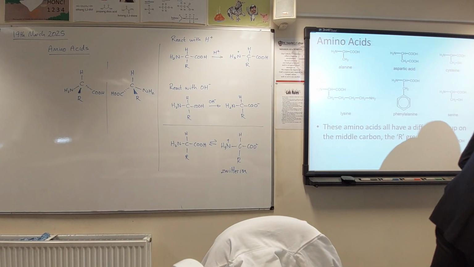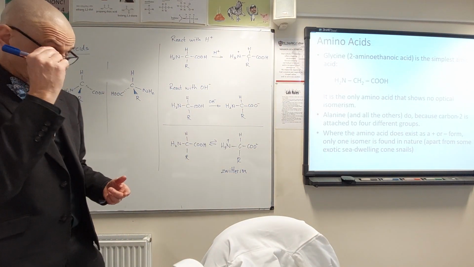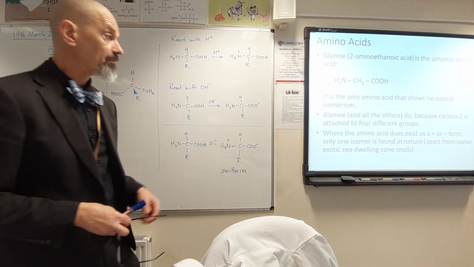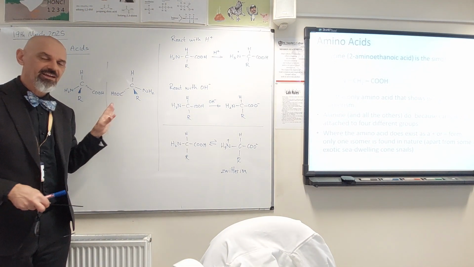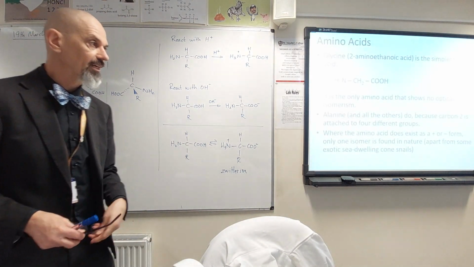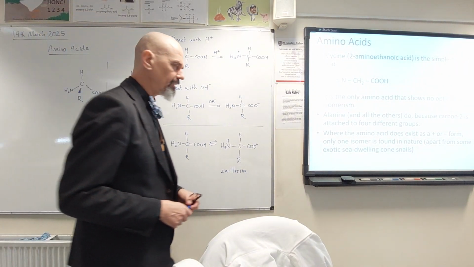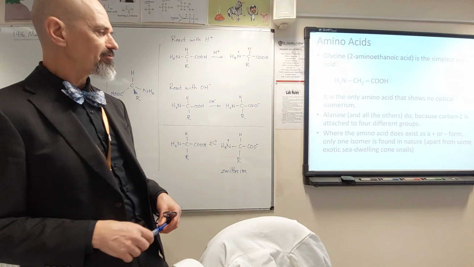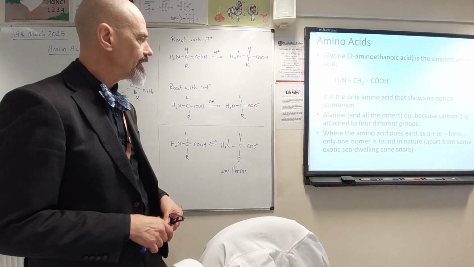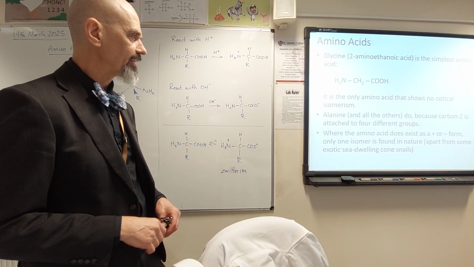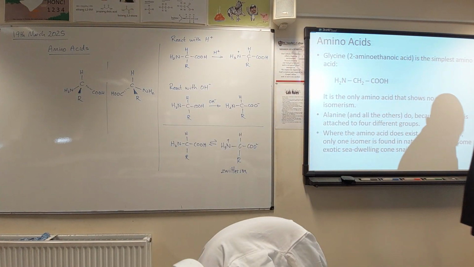What's interesting, I think, about the optical isomers is nature produces only one of the versions of each amino acid. They're only ever found as one isomer. According to my PowerPoint, apart from some exotic sea-dwelling cone snails. There we are. I don't know where I got that fact from, but yeah, you might want to Google that.